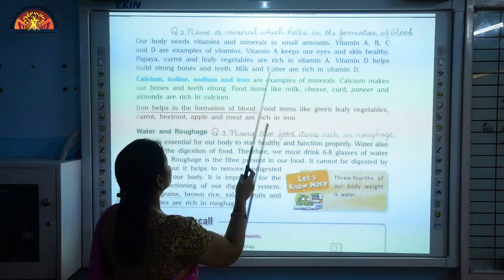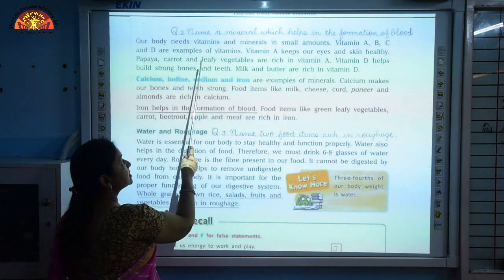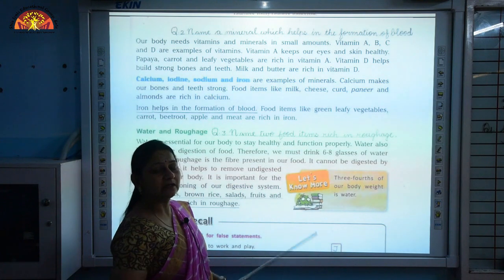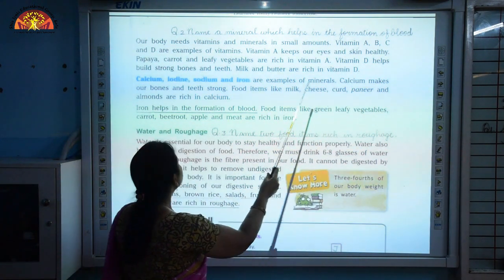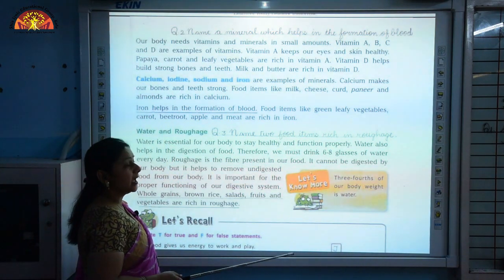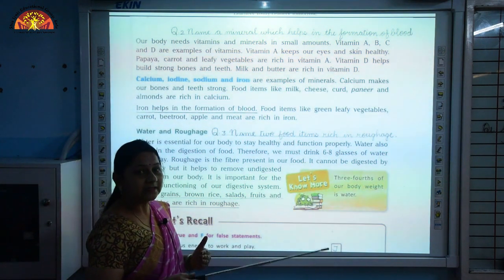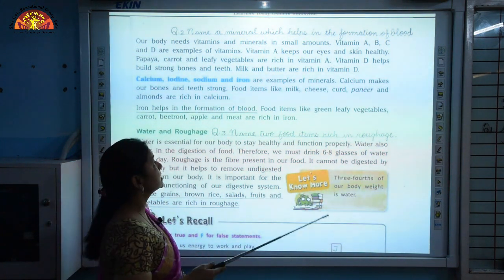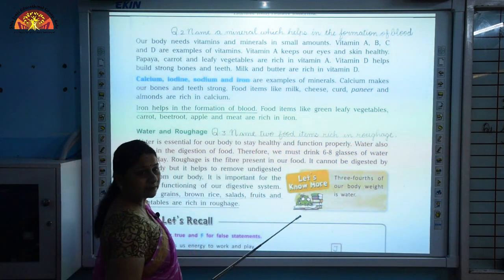And what are the sources of vitamin A? Papaya, carrot and leafy vegetables are the sources of vitamin A. Vitamin D is very good for our bones and teeth, and it is obtained from sunlight. The major source of vitamin D is sunlight. Other sources are milk and butter.